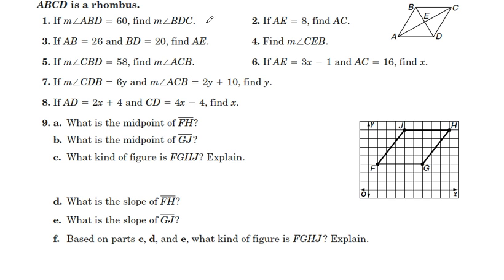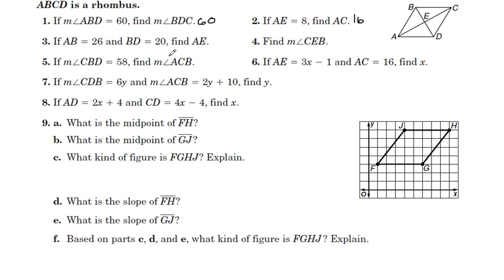For number 1, if angle ABD is 60, then the measure of angle BDC would also be 60, and that is due to alternate interior angles given that the opposite sides are parallel. Number 2, if AE is 8, find AC. Well, since diagonals bisect each other, AC would be 16.